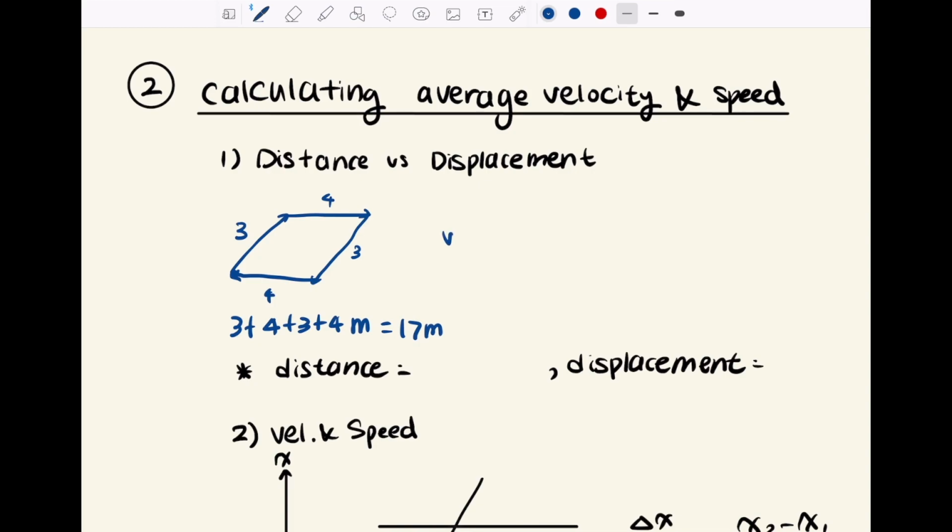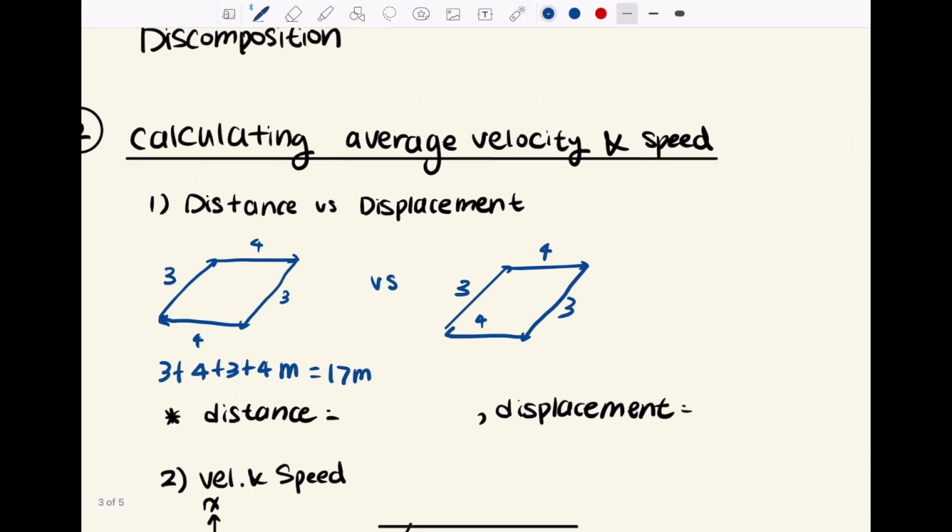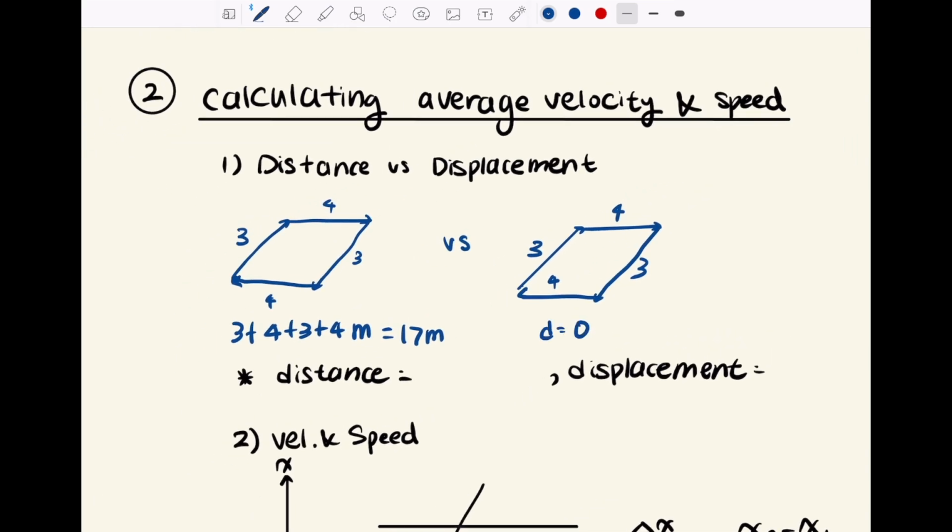On the other hand, displacement is how much a person or an object has moved since the very beginning. If the person or an object has moved 3 meters up diagonally, 4 meters to the right, 3 meters back down, and 4 meters back, although the distance this object has moved would be 14 meters, the displacement would be 0, because the person came back to the same spot the person started. So the displacement would be 0.